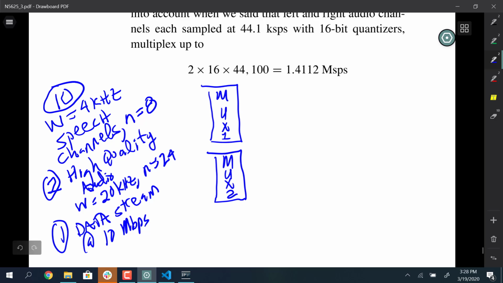So I'm just drawing this out, saying I've got the 10 low quality audios, and those will multiplex up to a certain level, and then this is going to be the 2 high quality audios, and then down here there's going to be the 10 megabits per second.